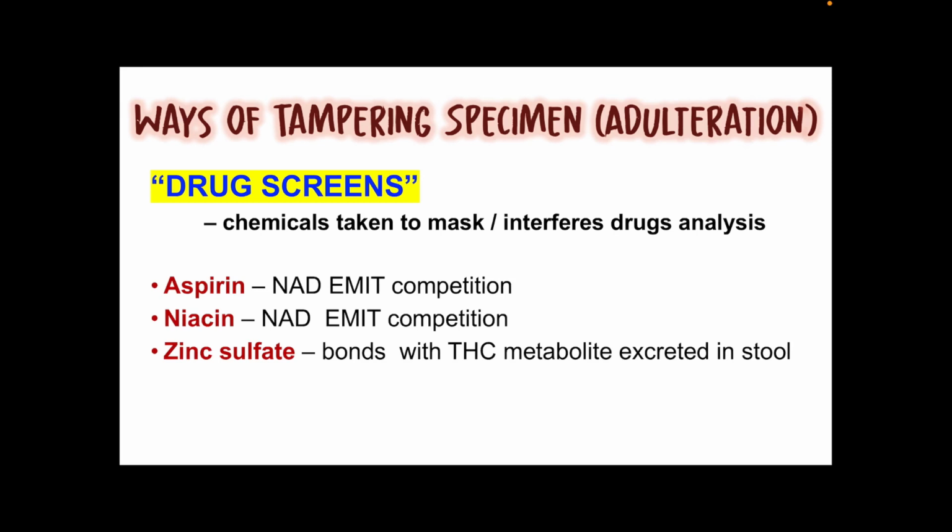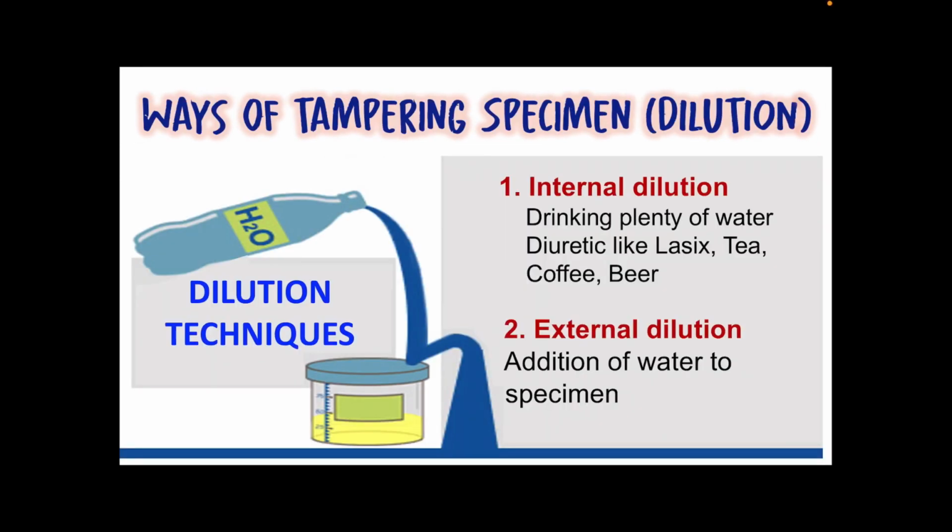Another way of adulterating the specimen is through drug screens. That means the donor can take chemicals before the drug test procedures in order to mask or to interfere with the drug analysis. So this includes aspirin, niacin, and zinc sulfate. Another way of tampering the specimen is through dilution. We have internal and external dilution. Internal dilution involves drinking plenty of water or taking diuretics such as Lasix, tea, coffee, or beer. For external dilution, of course, as mentioned earlier, addition of water to the specimen.